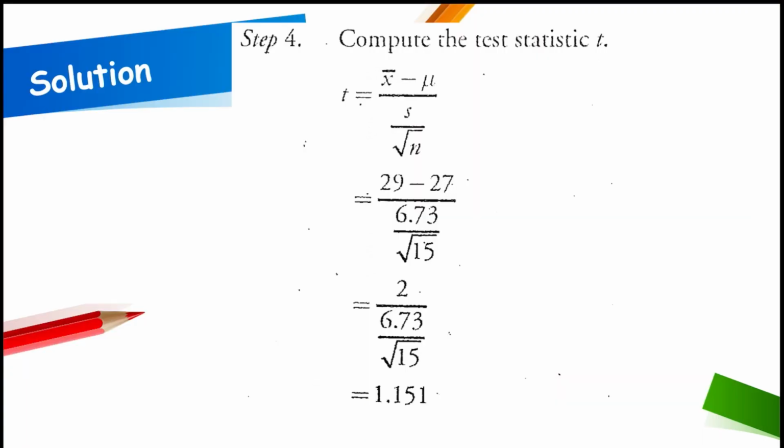Now, for step 4, we are now ready to compute the test statistic t. Using the formula, t is equal to the sample mean minus mu over s divided by the square root of n. Replacing the sample mean, 29 minus the mu, 27, over 6.73 divided by the square root of 15. That is now equal to 2 over 6.73 divided by the square root of 15 is equal now to 1.151, and that is now the value of t.